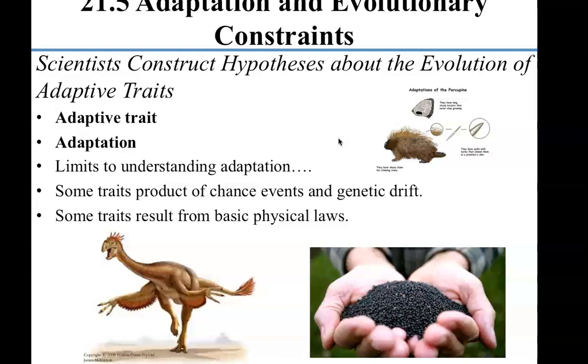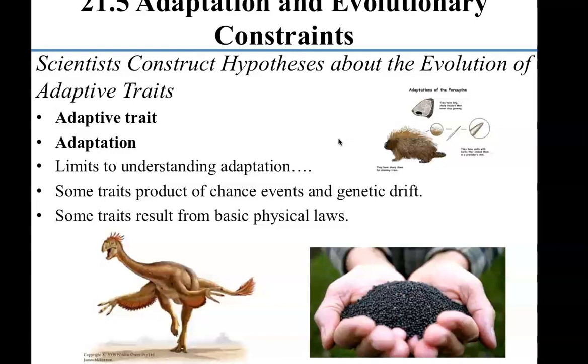Sometimes traits are the product of chance events like genetic drift. In other words, sometimes we look at organisms and the traits they have aren't there through adaptation. It's just due to allele frequencies shifting randomly or due to chance events. And some traits are from basic physical laws.